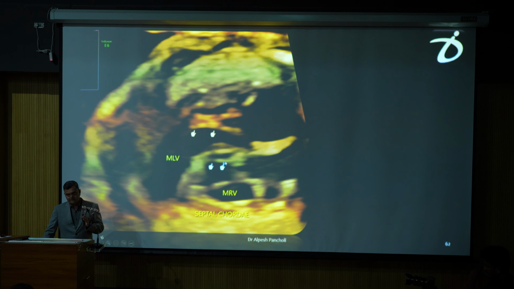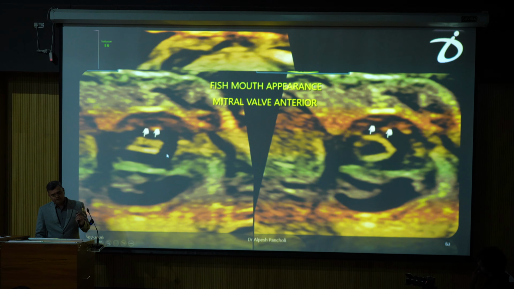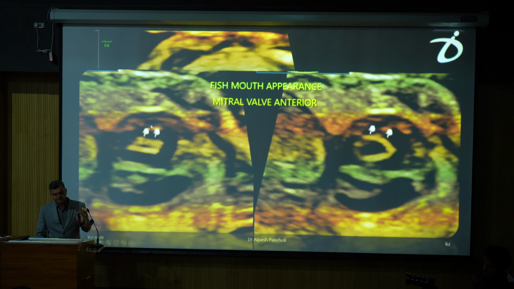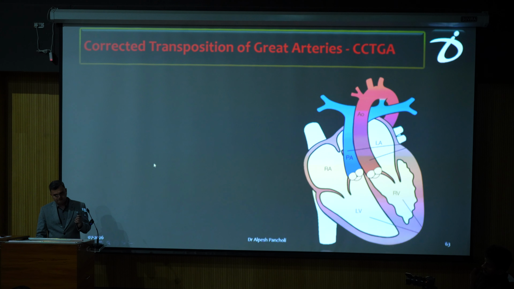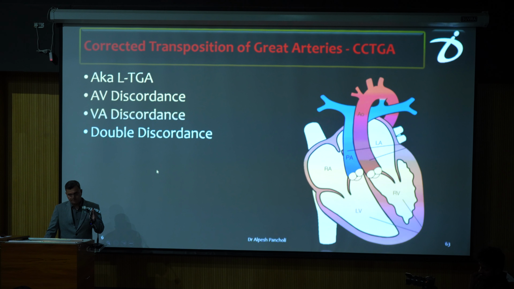So here there will be septal attachment of the septal leaflet which is lying on the left side. So this is morphological right ventricle. And on the short axis view of the mitral valve, this is typically fish mouth appearance because of anteromedial and posterolateral leaflets. So this is lying on the anterior side. So the anterior ventricle is left ventricle. So this is CCTGA, also known as LTGA. There is AV discordance and VA discordance. So there is double discordance.